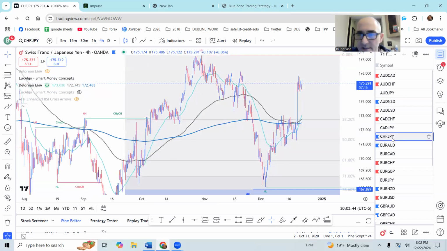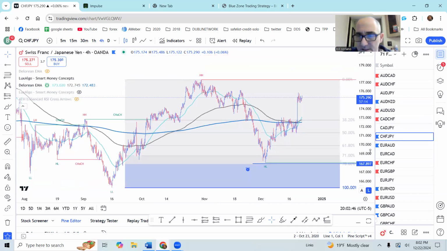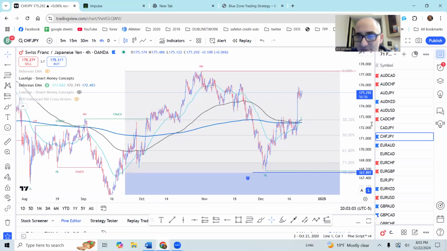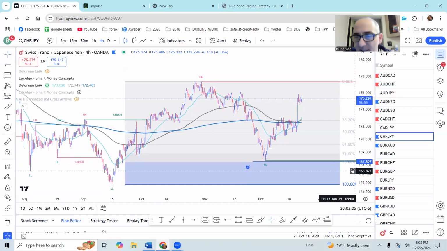CHF JPY is bullish for the week with an alert set at 167.897. Okay. You could see here the price almost came back and hit that area, right? It just missed it. It just missed our blue zone. Again, our blue zone is identified by the fib retracement, the 78.6 to the 100 zone. This one just missed our blue zone and made a nice move back up.